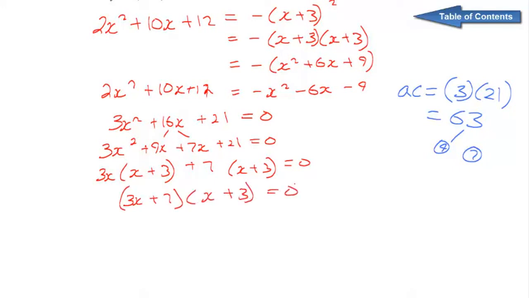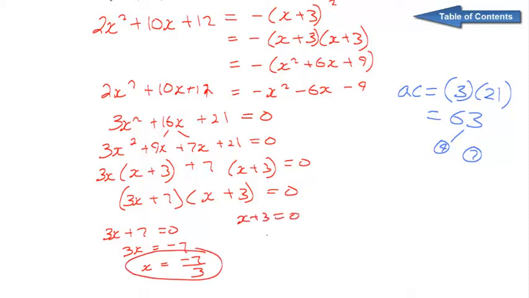Now if we set each of these equal to 0, this first one is going to give me 3x plus 7 equals 0, or 3x equals negative 7, and x is equal to negative 7 thirds. So I'll just circle that one for now. And then the other one is going to give me x plus 3 equals 0, or x equals negative 3. Okay? But we're not done. We've got our work cut out for us here.